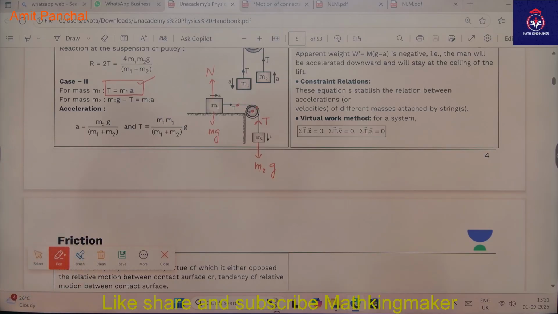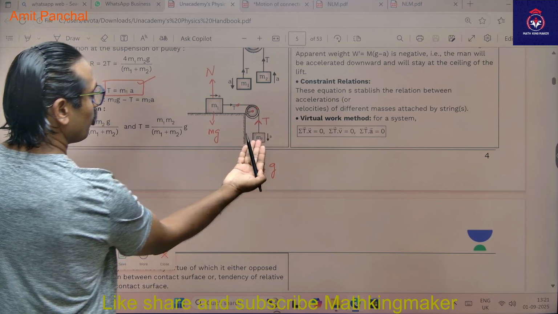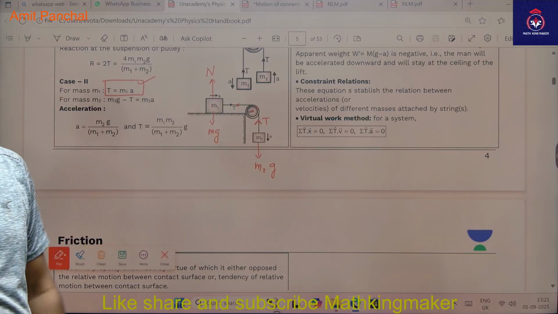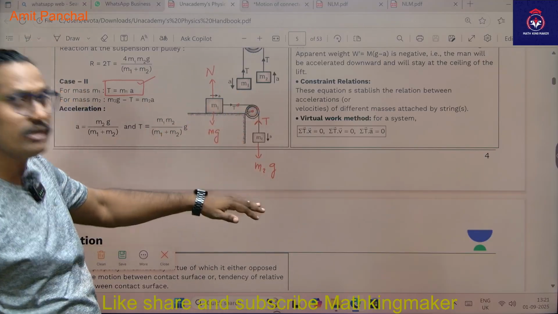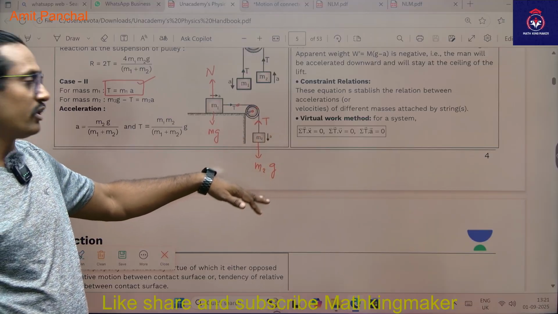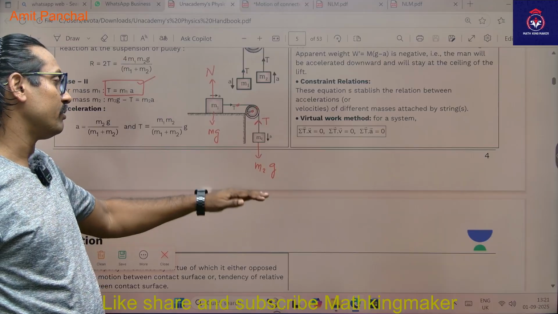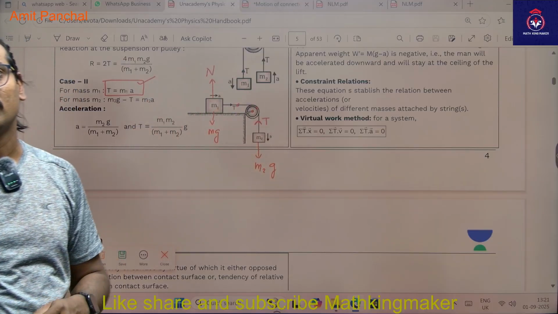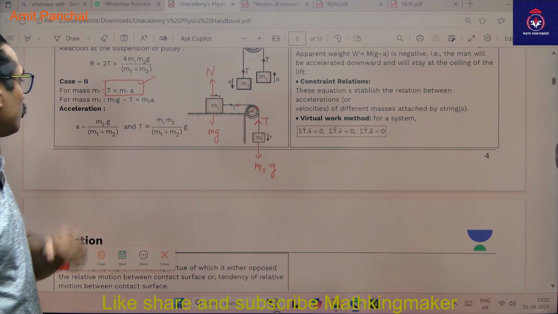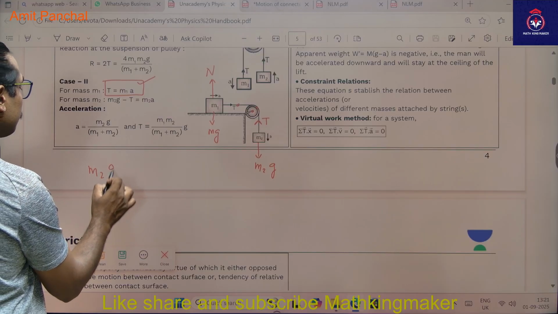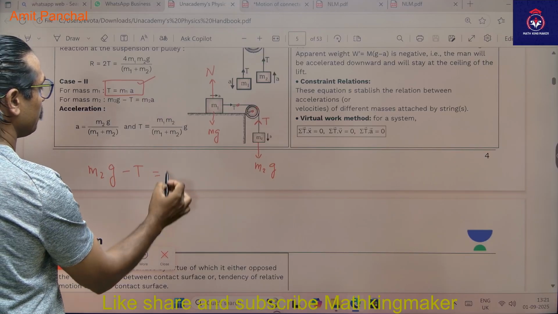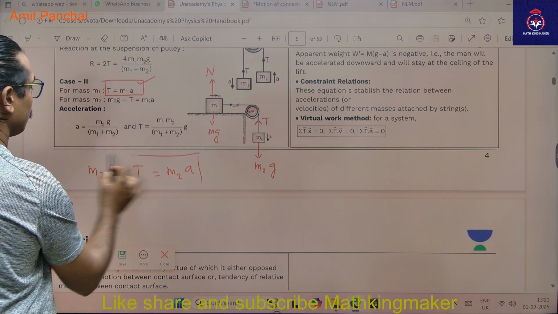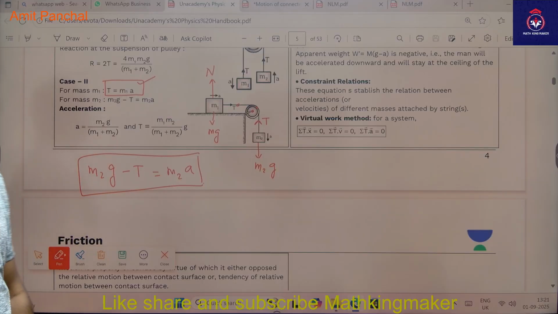In this scenario, the body m2 is going down. So if m2 is going down, that means m2g will be more than tension. So you have to subtract tension from m2g and that will produce your force due to acceleration. Got it, this one? Can the block ever move upwards? No, how can it move upward here? Exactly, it can never move upward in any situation.